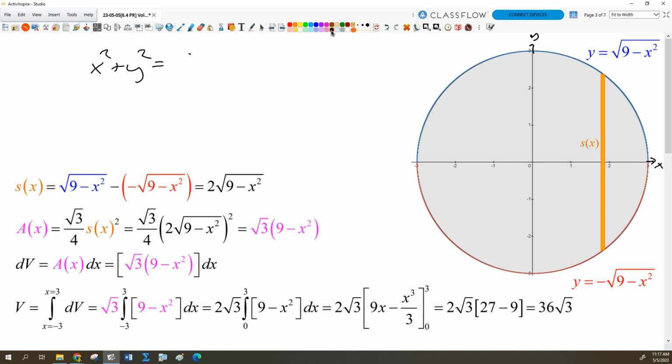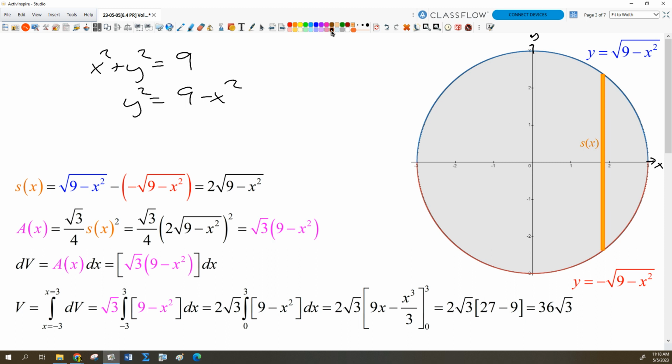So x squared plus y squared equals 9 is going to be a circle of radius 3 centered on the origin, right? Okay, so if I were to solve this for y, I just get y squared equals 9 minus x squared. So if I square root to solve for y, I'm going to get the blue semicircle, which is the equation y equals the square root of 9 minus x squared, and the red semicircle, y equals negative the square root of 9 minus x squared, right?